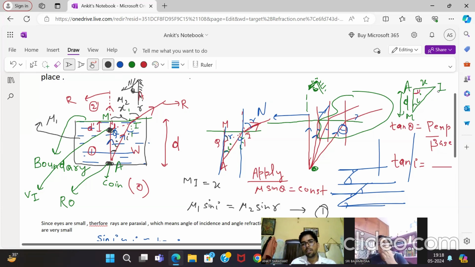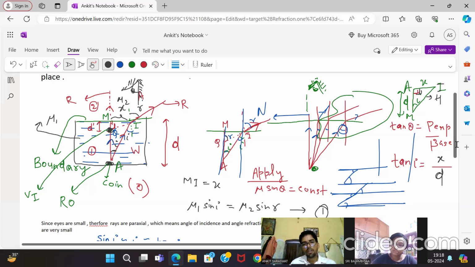This AI is perpendicular. So I can write this X. Base is the side opposite to 90 degrees, hypotenuse. This is hypotenuse, and whatever remaining is base, AM. So it will be X by D.